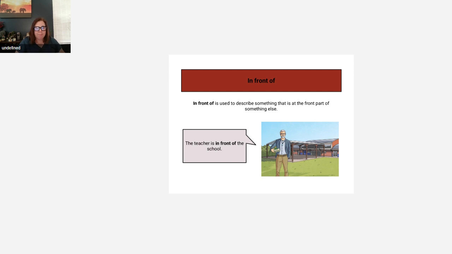All right. In front of. My hands are in front of me. And this is used to describe something that is in the front part of something else, like my hands. They're in front of me. In the picture, the teacher is in front of the school. My phone is in front of me. So that's to show the place of where something is in front.